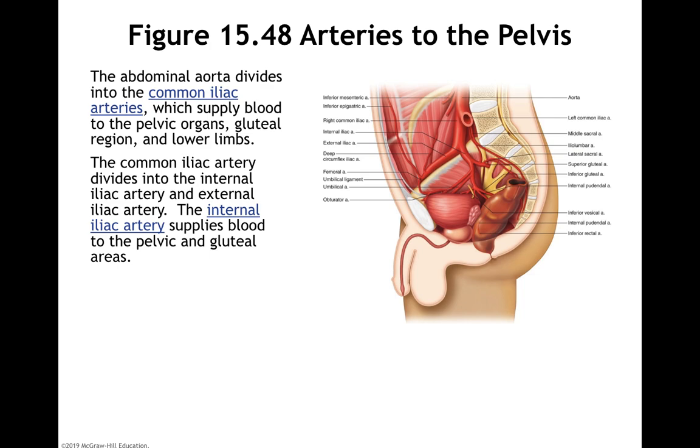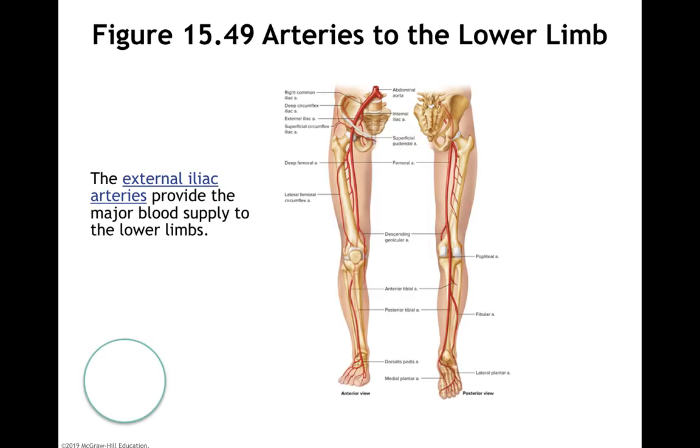Abdominal aorta is going to divide into the common iliac artery, and then the common iliac artery will divide into the internal and external. The internal iliac artery supplies blood to the pelvis and the gluteus area. External iliac arteries provide blood to the lower limbs.